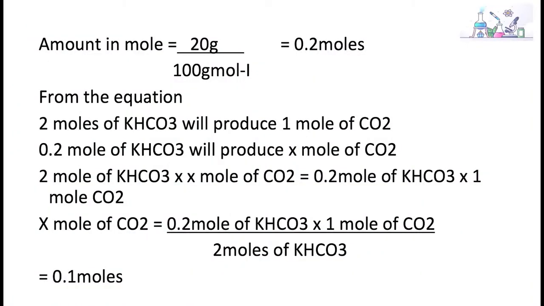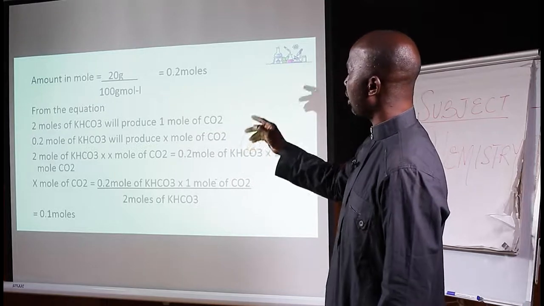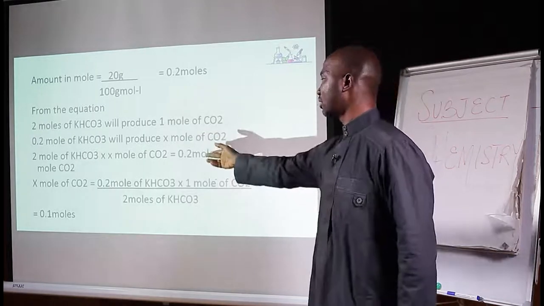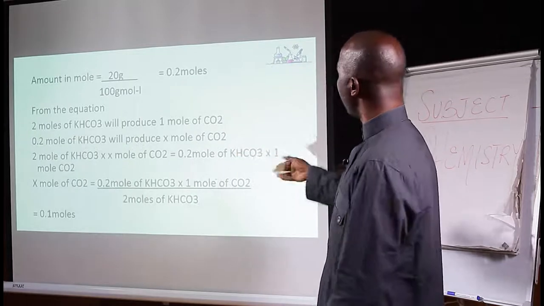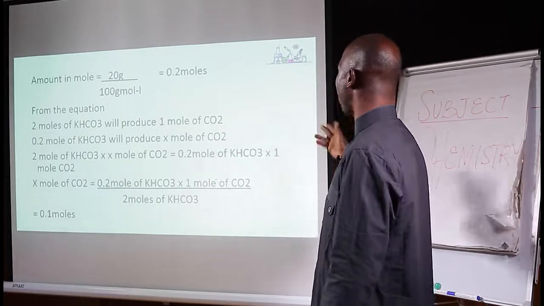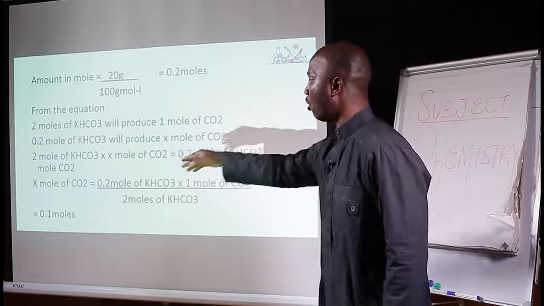So, if we have seen that, we will say that 2 mole of potassium hydrogen trioxocarbonate 4 will produce 1 mole of carbon 4 oxide. So, how many mole? That's 0.2 mole of potassium hydrogen trioxocarbonate 4 will produce X moles of carbon 4 oxide, where X there is unknown. Now you are doing mathematics, not chemistry. So that you cross multiply 2 moles of potassium hydrogen trioxocarbonate 4 times X mole of carbon 4 oxide is equal to 0.2 moles of potassium hydrogen trioxocarbonate 4 times 1 mole of carbon 4 oxide.